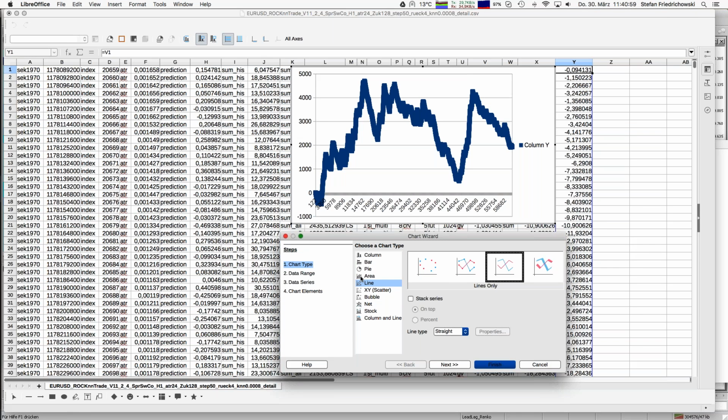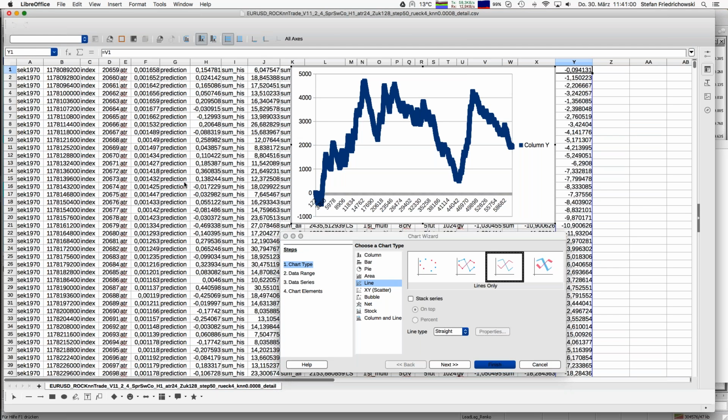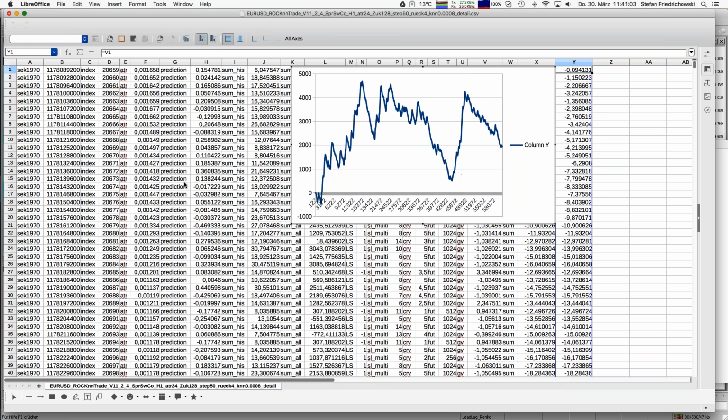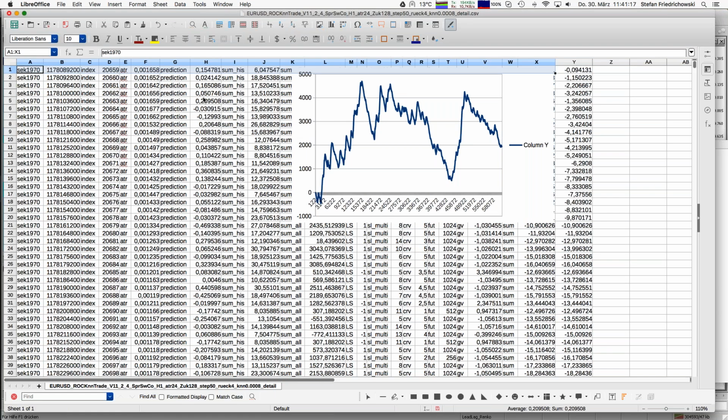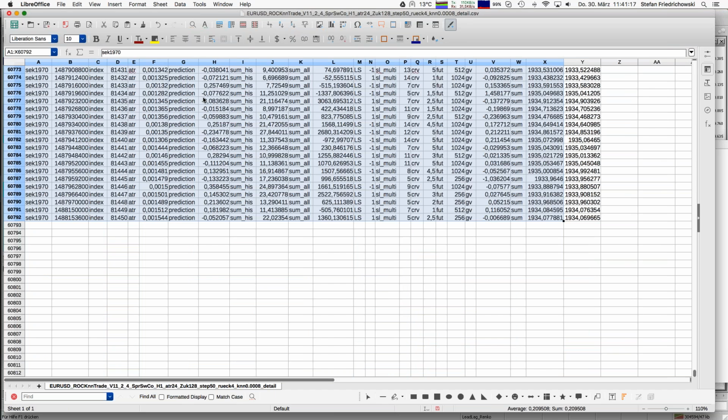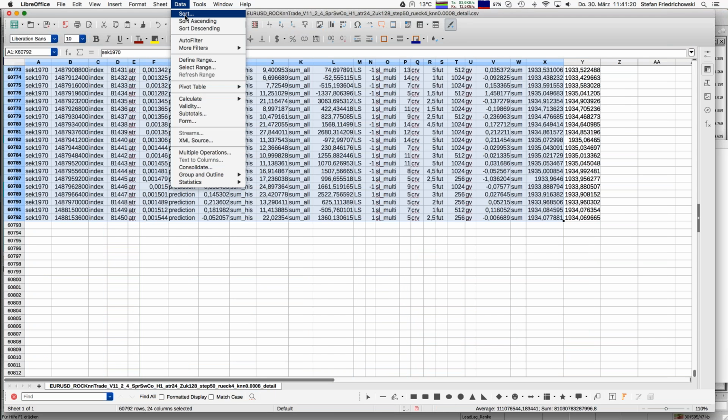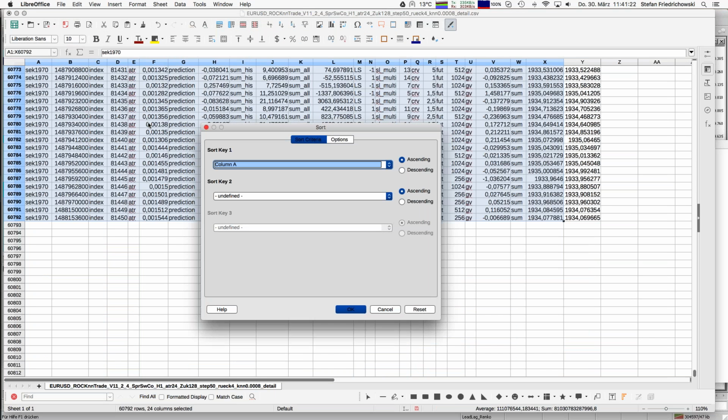Good. So now you see already that equity, which is exactly the same as the green line in the gnuplot chart, is really not an equity line we want to have in our trading account. So now sorting.